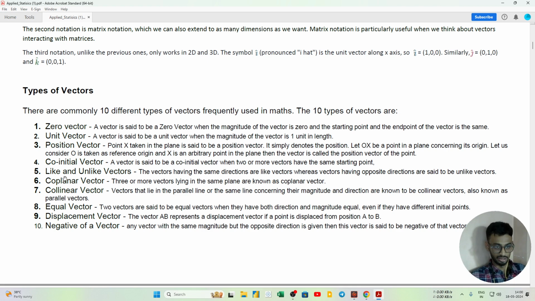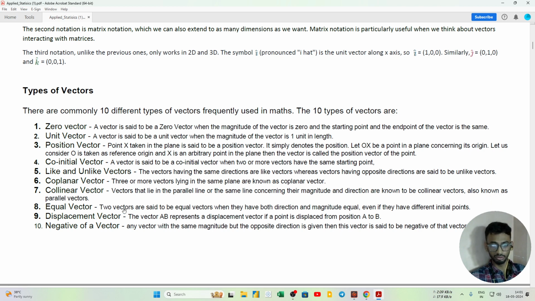point. Like or unlike vectors: vectors having the same direction are like vectors, whereas vectors having opposite directions are said to be unlike vectors. Coplanar vectors: three or more vectors lying in the same plane are known as coplanar vectors. Collinear vectors: vectors that lie on parallel lines or the same line, regardless of their magnitude and direction, are known as collinear vectors. They are also known as parallel vectors.